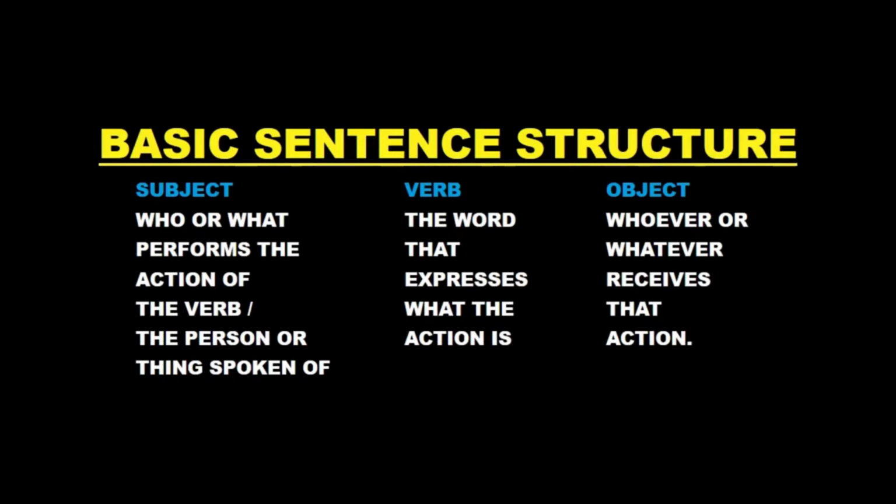So what I have told you: the subject is one who is performing something, or the person or the thing spoken of, and thereafter the verb is the word that tells us what action is taking place, and finally, what is meant by an object? Whoever or whatever receives that action. So the action is shown in the verbal portion, and the one which is receiving the action is known as the object.